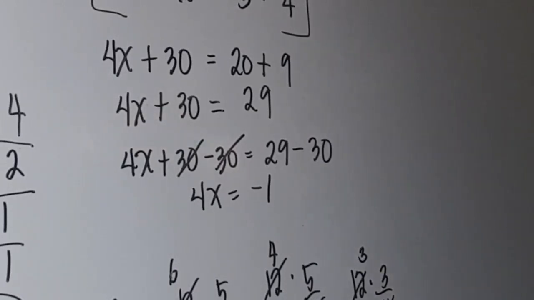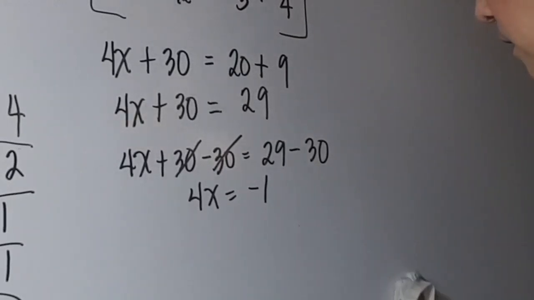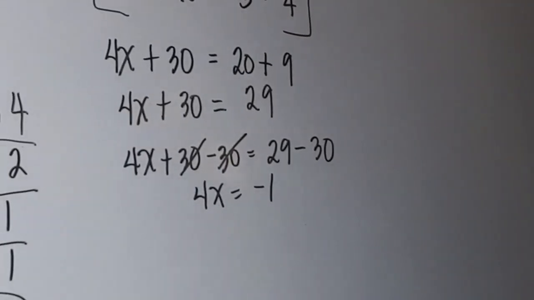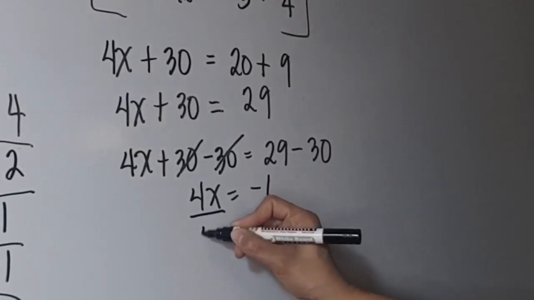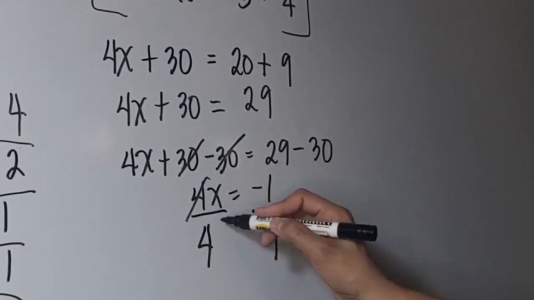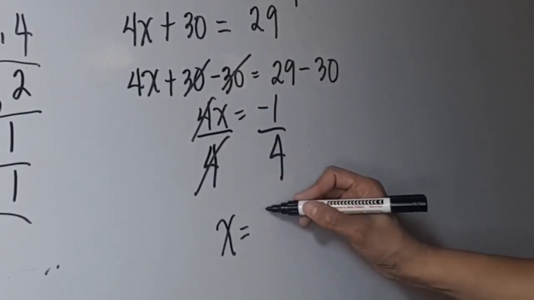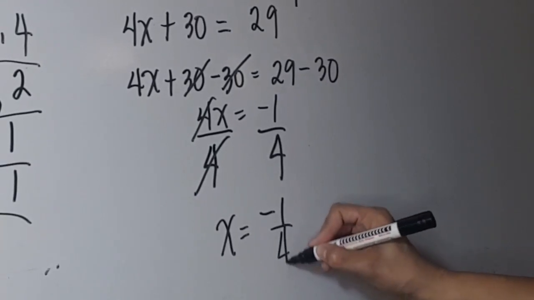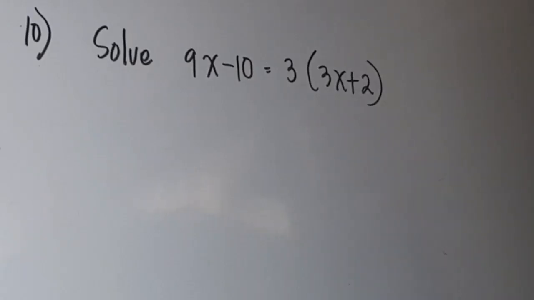Okay, so we have 4x equals negative 1. Oh, we have to isolate the variable. We have 4 times x. So, therefore, we have to divide by 4. Divide by 4. 4 and 4 is cancelled. So, x is equal to, alright, negative 1/4. Okay? So, ikaw na ang mag-prove.